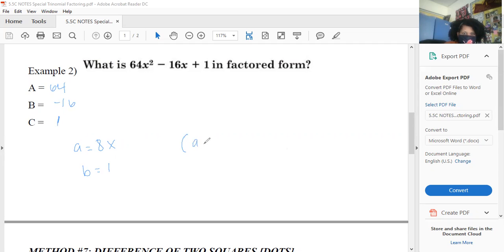my a plus b squared, which is going to equal ax. I'm sorry, not the plus. It's going to be minus. Why is it going to be minus? Because your b term is negative, so it should be a minus. So again, I apologize for that. Small error. Okay, so this is going to factor out to 8x minus 1 squared. And that is my factor form.